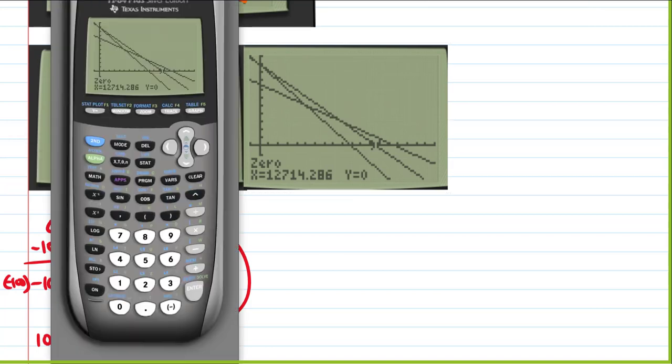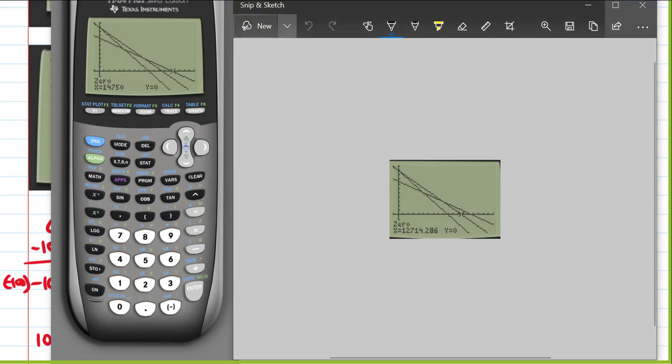And lastly, we're going to do the same thing. So second, calculate 0. Hit my down arrow twice this time to get to y3. Move to the left of the curve, move to the right, press enter, and then back to my guess. And this time I get the 0, 14,750.